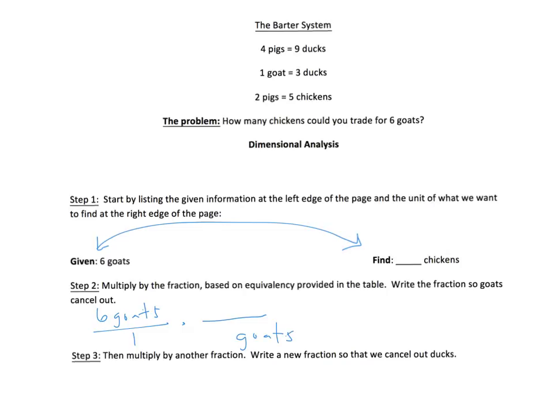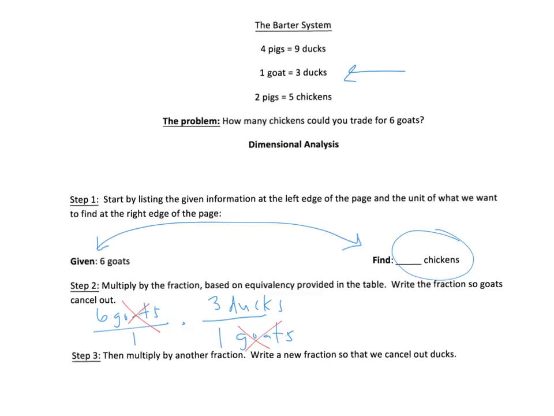So now if I want to go from goats to something, that I can keep continuing to get to chickens, I could perhaps trade 1 goat for 3 ducks. Again, look up at the table here, and 1 goat is equal to 3 ducks. And again, we want to get to chickens. That's our end result. So goats in the numerator of my first fraction would cancel out with goats in the denominator of my second fraction.